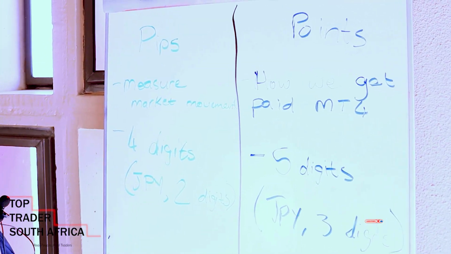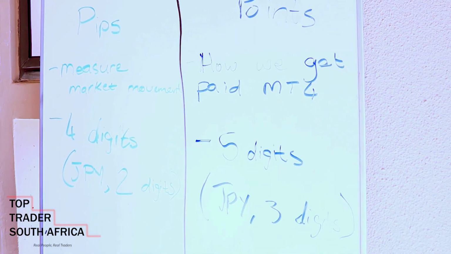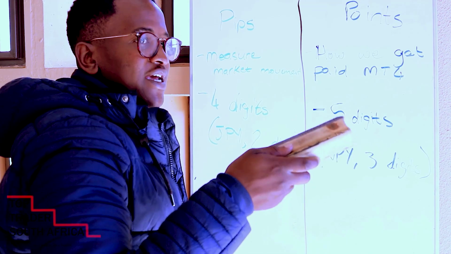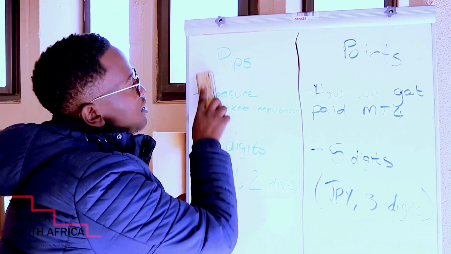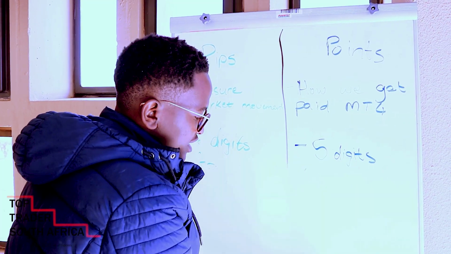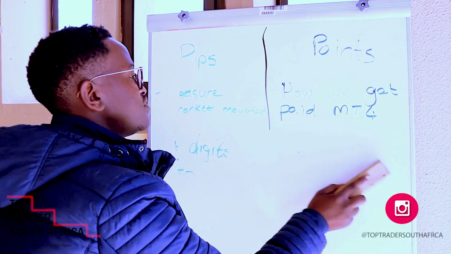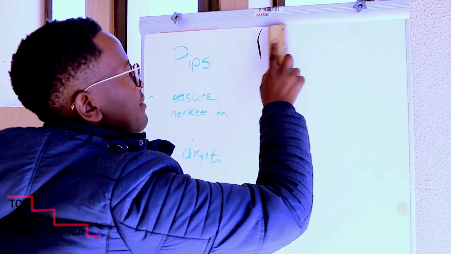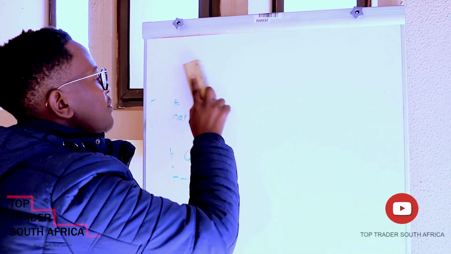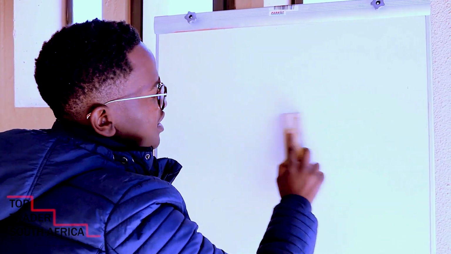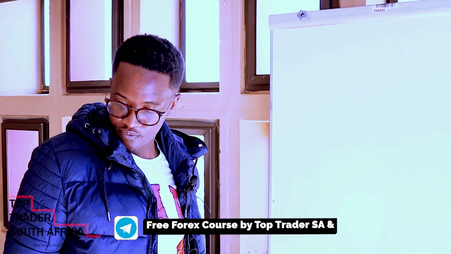And then the next is lot size. So with understanding this and understanding the next section, you will understand how to calculate profit. When I say I made 10 pips, you understand to be like, okay, how much did I make, or how much could I potentially make?